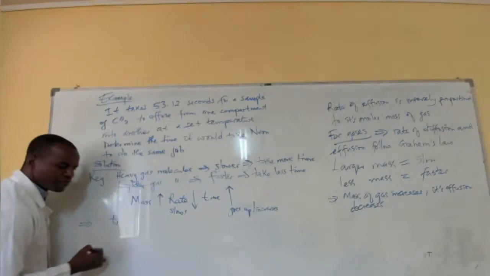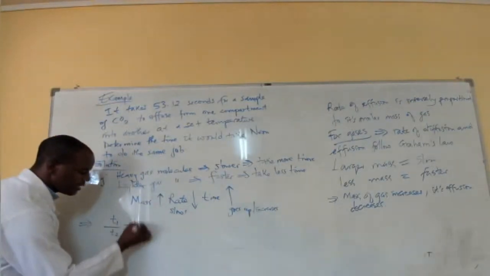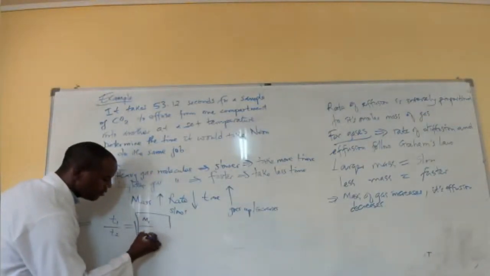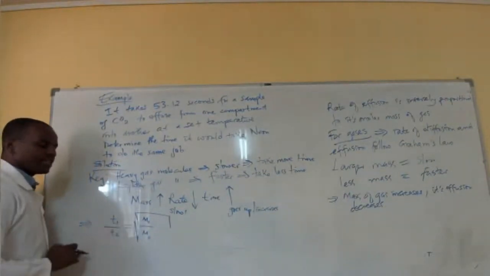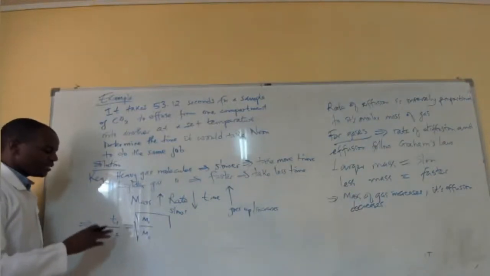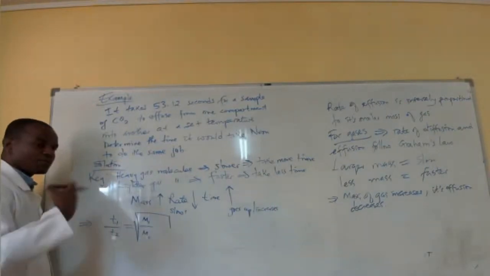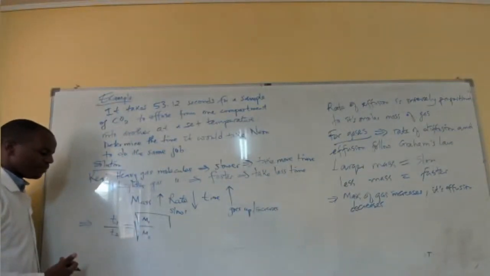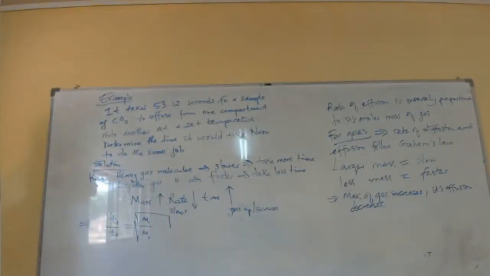Therefore, if we have T1 for gas 1 over T2 for gas 2, this will be related to their masses in the same way as they are written. That will be M1 over M2. The reason is that these are directly proportionally related. When the mass of the gas molecule increases, it means that they become slower, therefore they will take time to move to the next compartment.